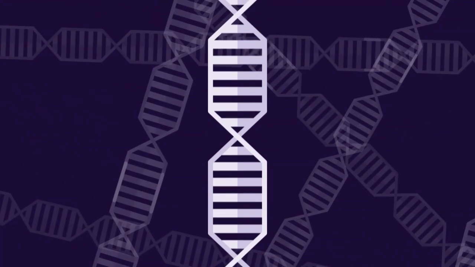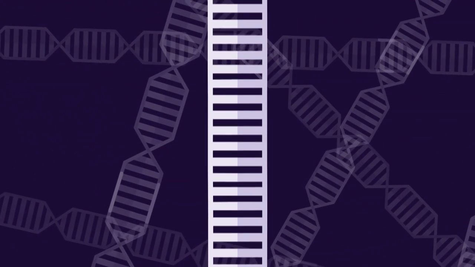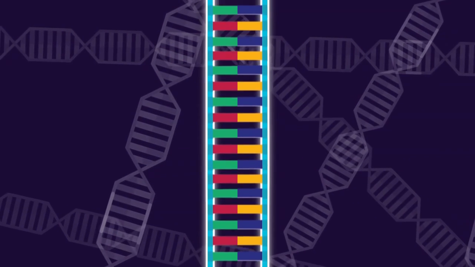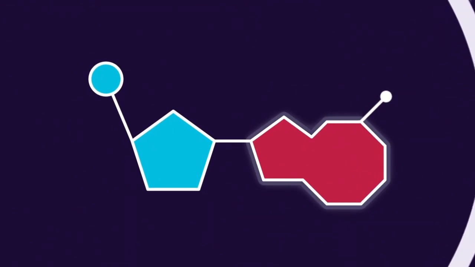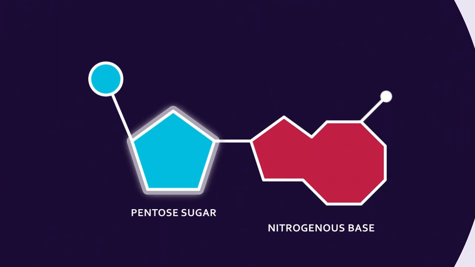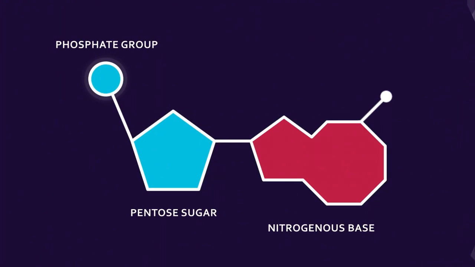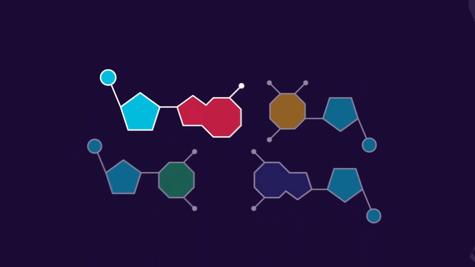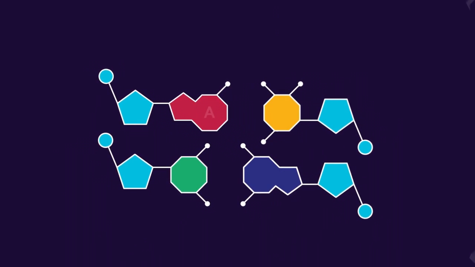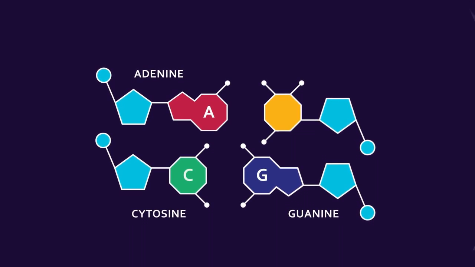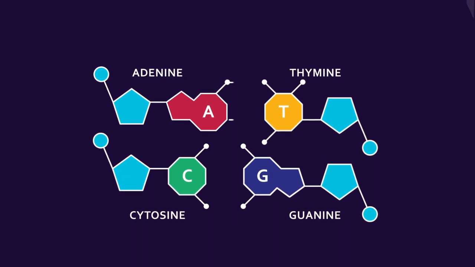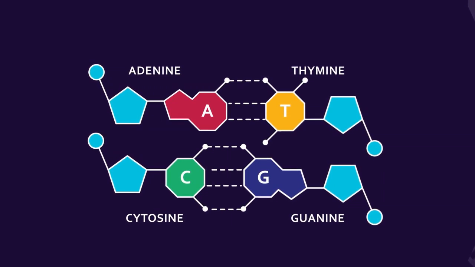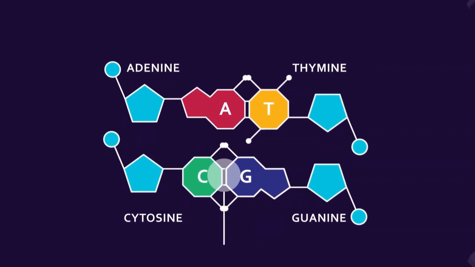Think of DNA structure as a ladder whose rungs are made up of different bases and sides are sugar phosphate. Each composition of this nitrogenous base, pentose sugar, and phosphate group is called a nucleotide. The nitrogenous bases are of 4 different types: adenine, guanine, cytosine, and thymine. Adenine will always bind with thymine and cytosine with guanine. This type of bonding is hydrogen bonding.